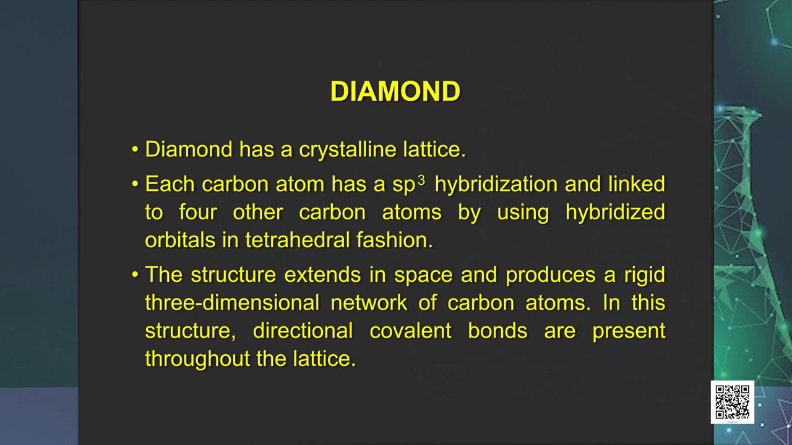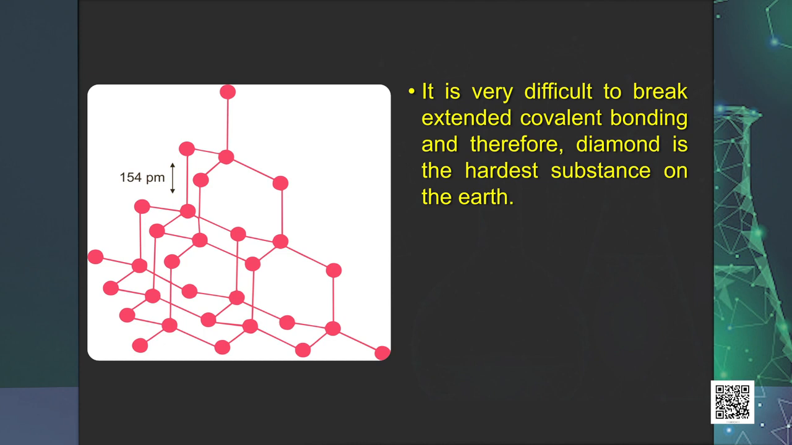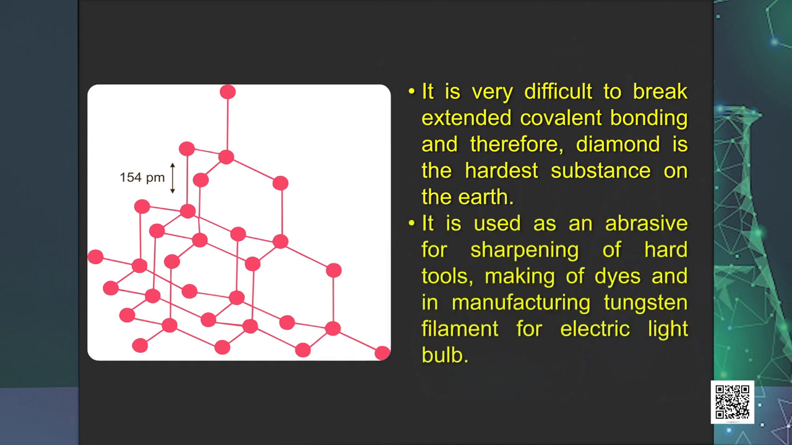The structure extends in space and produces a rigid 3-dimensional network of carbon atoms. In this structure, directional covalent bonds are present throughout the lattice. It is very difficult to break extended covalent bonding, and therefore diamond is the hardest substance on the earth. It is used as an abrasive for sharpening of hard tools, making of dies, and in manufacturing tungsten filament for electric light bulb. Next allotropic form of carbon is graphite.